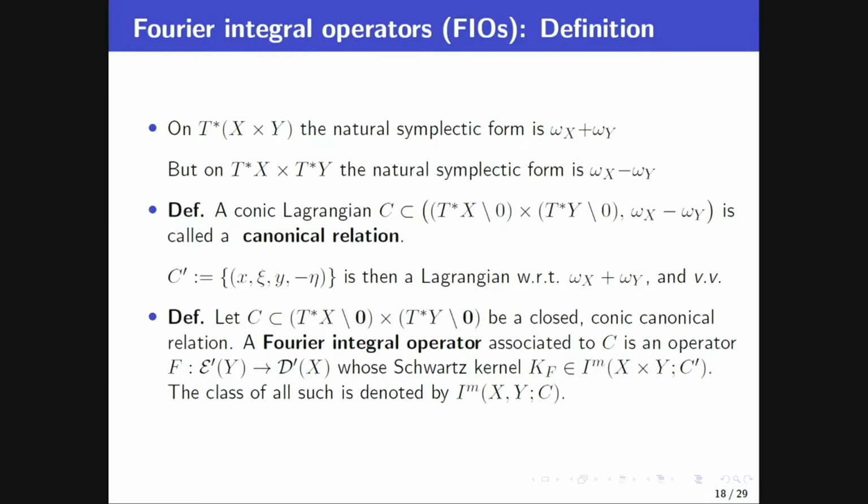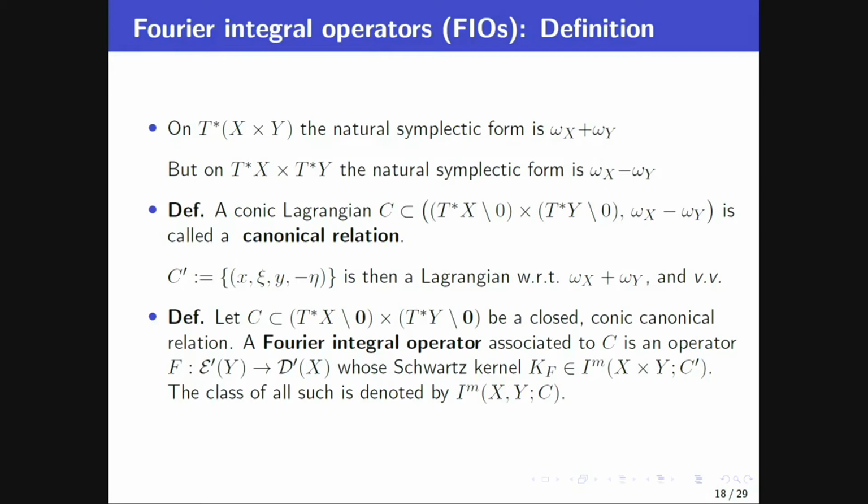Okay, so now we are ready to introduce the Fourier integral operators. So now we're going to transfer everything from Fourier integral distributions to the product space, and we're going to get the Fourier integral operators. Okay, so very similar ideas, but now in the product space, T star X cross T star Y. Okay, these are the operators of the analysis.